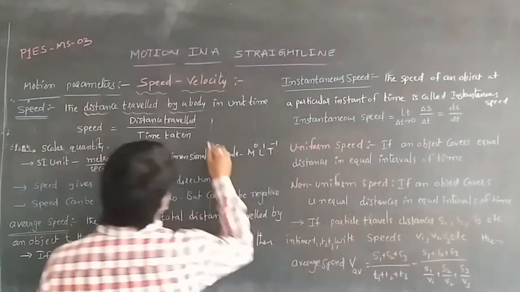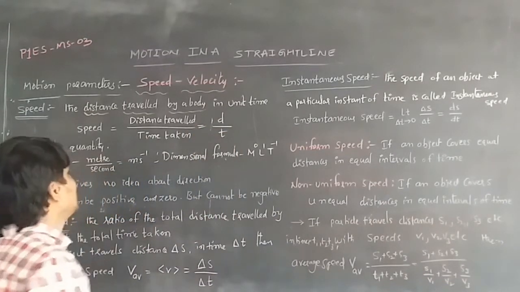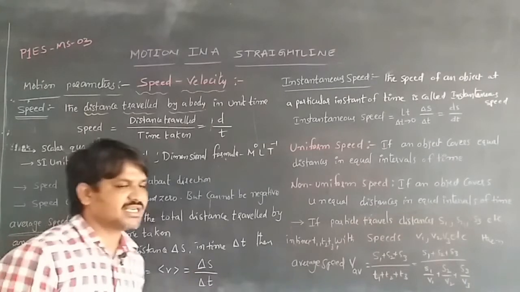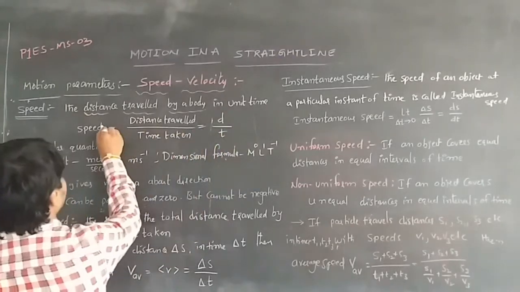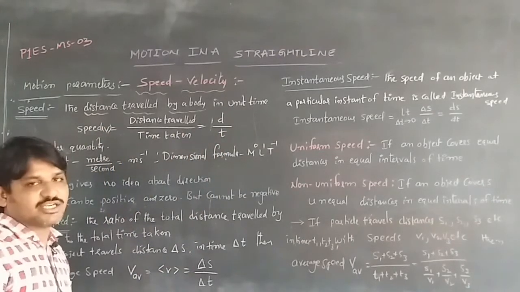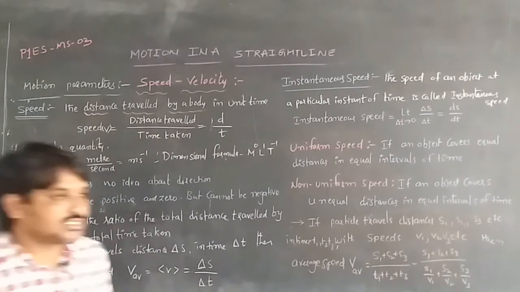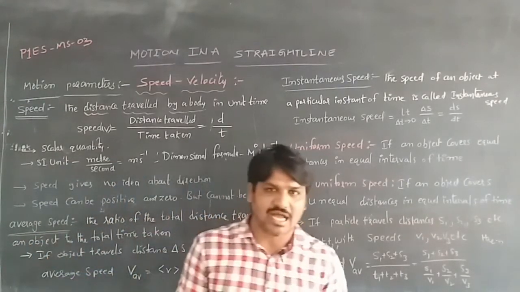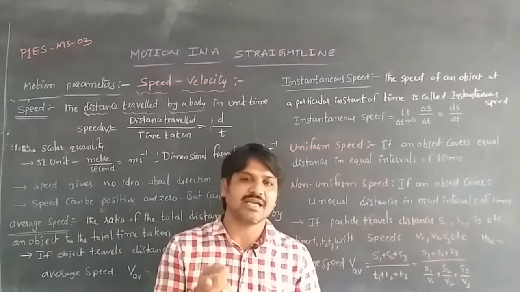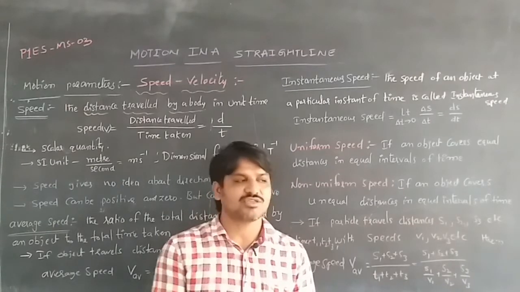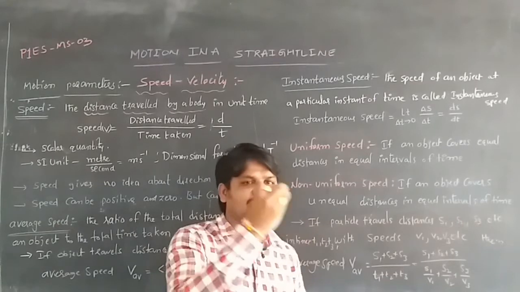We know the total distance travelled is taken as d and the total time taken as t. So S is equal to d by t. Speed can also be denoted with v. It is a scalar quantity because it does not give any idea about the direction of motion of a body; it does not depend on direction.